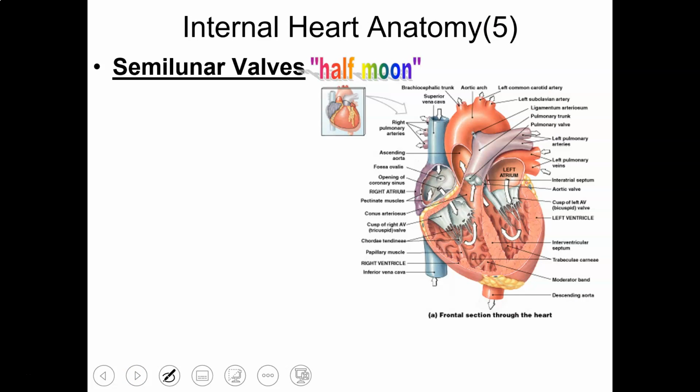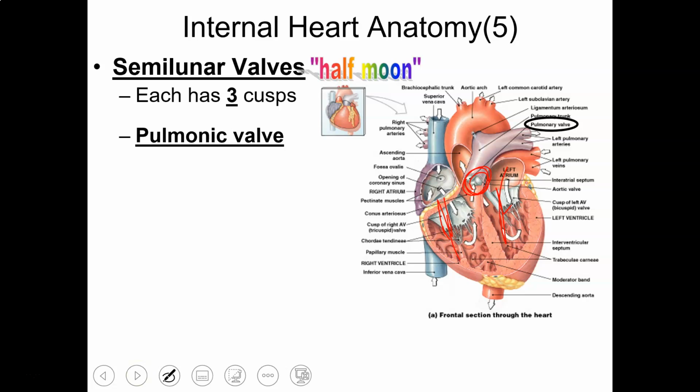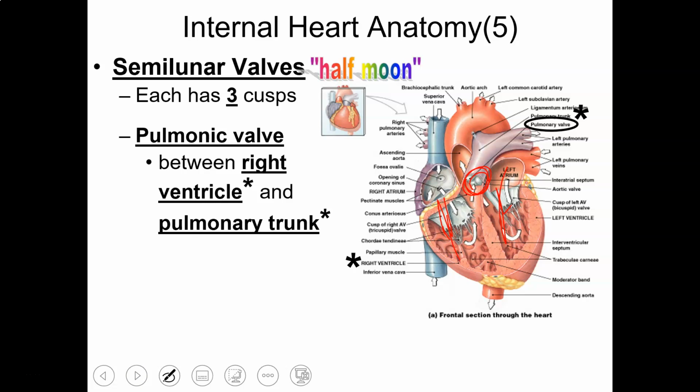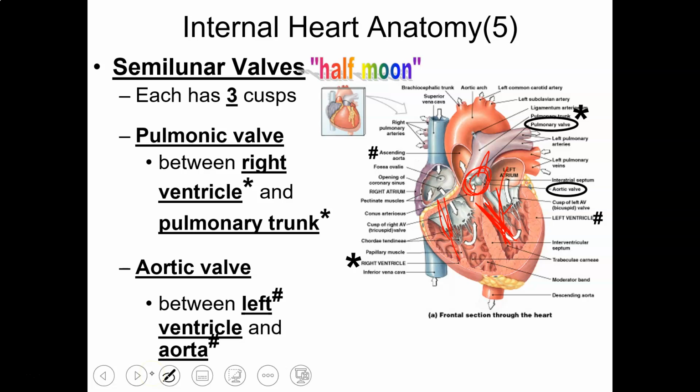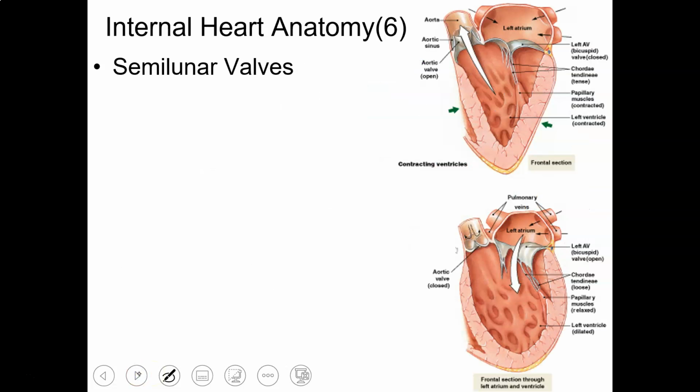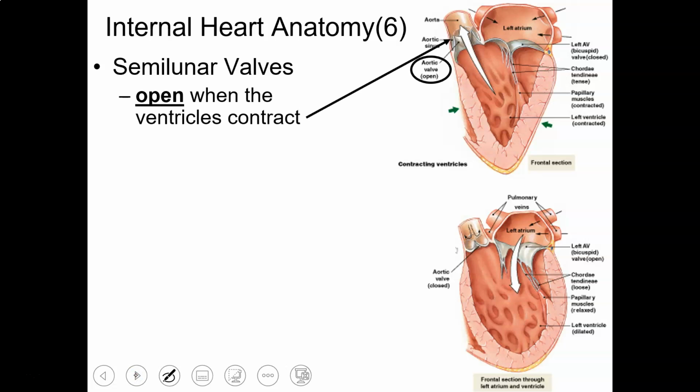All right, so two AV valves, tricuspid on the right, bicuspid on the left. We have two semilunar valves, and you can see one right there. There is a pulmonic or pulmonary semilunar valve. It's between the right ventricle and this big purple pulmonary trunk. And then there's an aortic semilunar valve, which you can't really see, but it's back up there between the left ventricle and the aorta. These open when the ventricles contract.